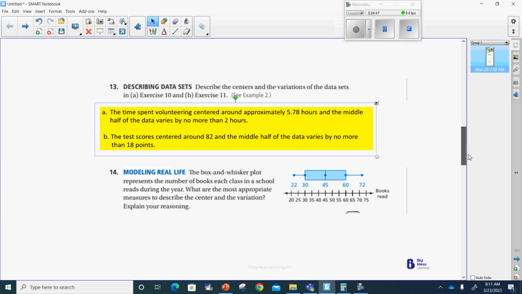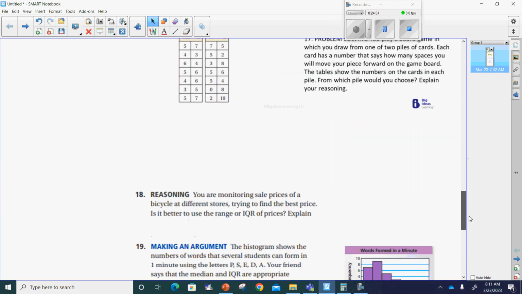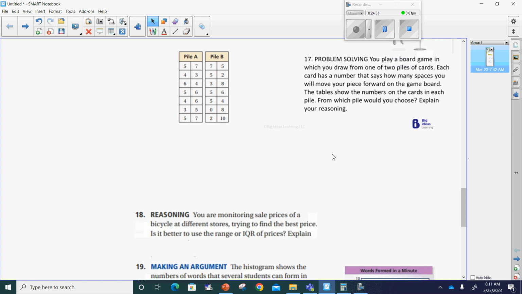All right, let's go to number 15. That was deleted. So I got number 17 next. It says problem solving. You play a board game in which you draw from one of the two piles of cards. Each card has a number that says how many spaces you will move your piece forward on the game board. The table shows the number on the card in each pile. From which pile would you choose?